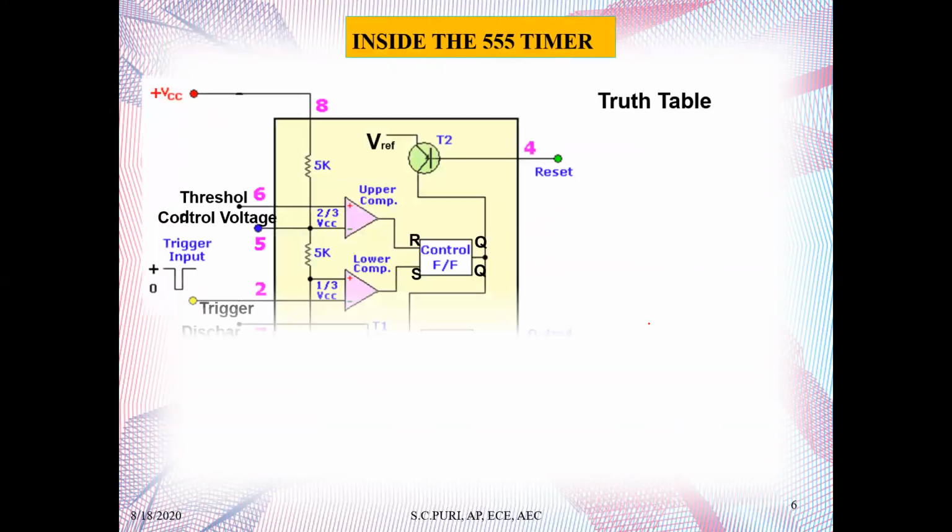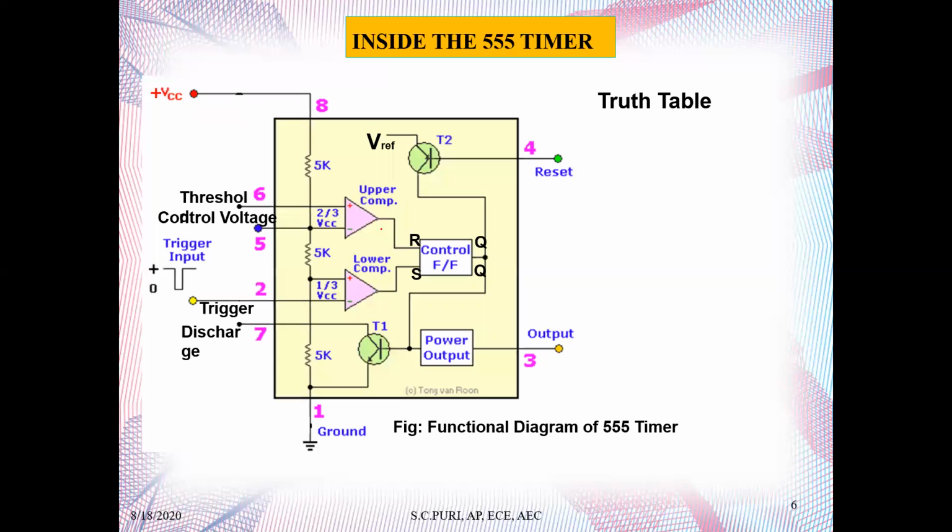Now we will see the circuit diagram. Here you can see the comparators, the upper comparator and the lower comparator. As we discussed, there are 3 resistors of 5K each, and therefore it is a 555 timer. There is a flip-flop over here, a power output, and the transistors T1 and T2. So this is the functional diagram of the 555 timer. As you can see, this is directly connected to VCC.